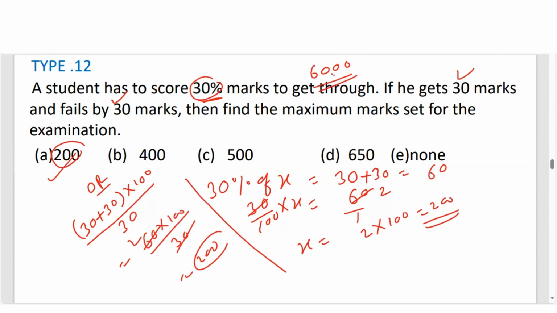In this way, we can solve this question by 3 methods: one basic concept, one logic concept, and one direct option method. We can also solve this type of question.